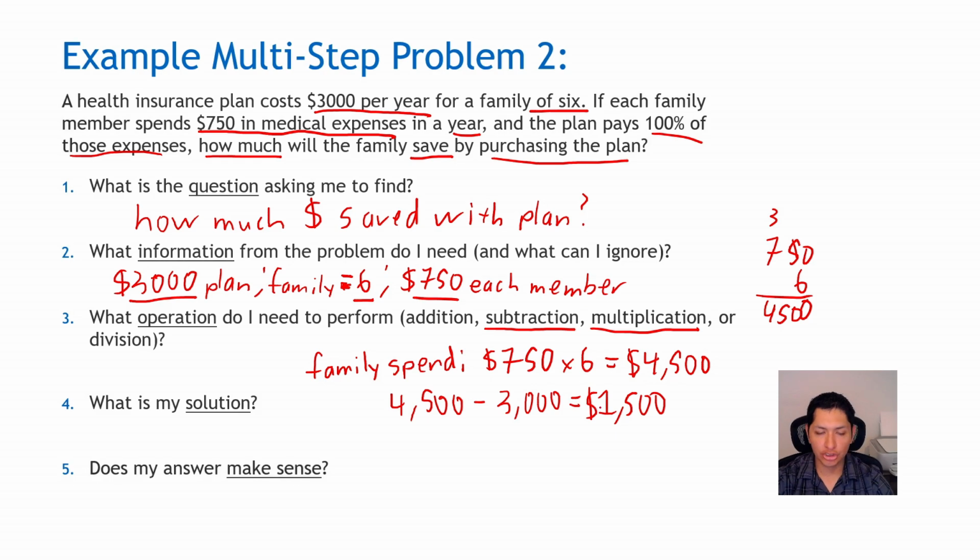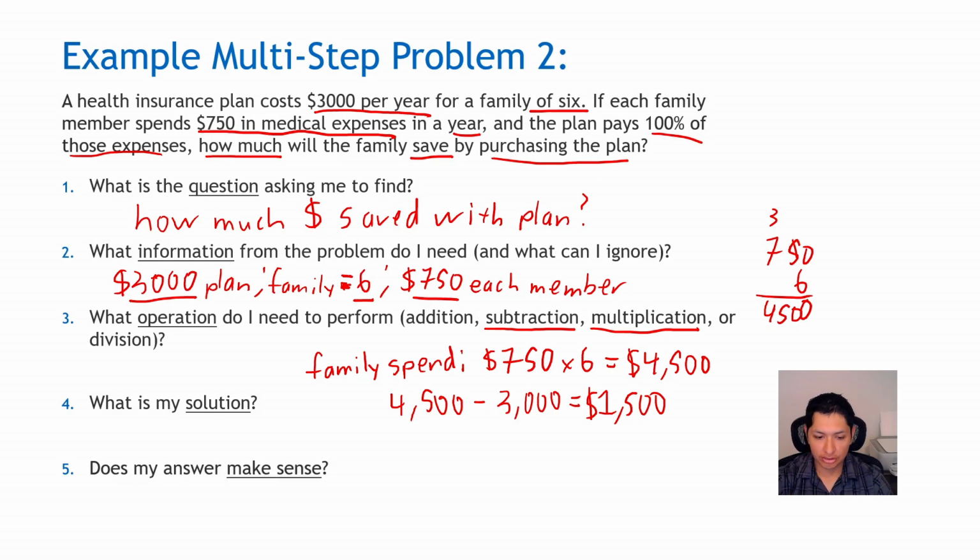So by buying an insurance plan that costs $3,000 when they spend $4,500 in a year, so long as the insurance plan covers everything that they spend medically, then they save $1,500 a year. So let me take a step back and see, does the answer make sense, right? Really quickly, just explaining it in words. A family spends $4,500 every year. They know that. And then they find a health insurance plan that says, hey, give us $3,000 only once, and we'll cover all your medical expenses for a year.